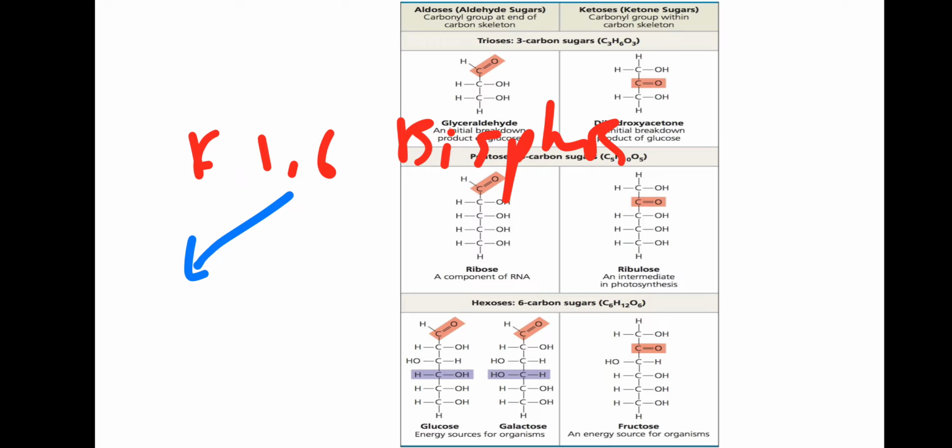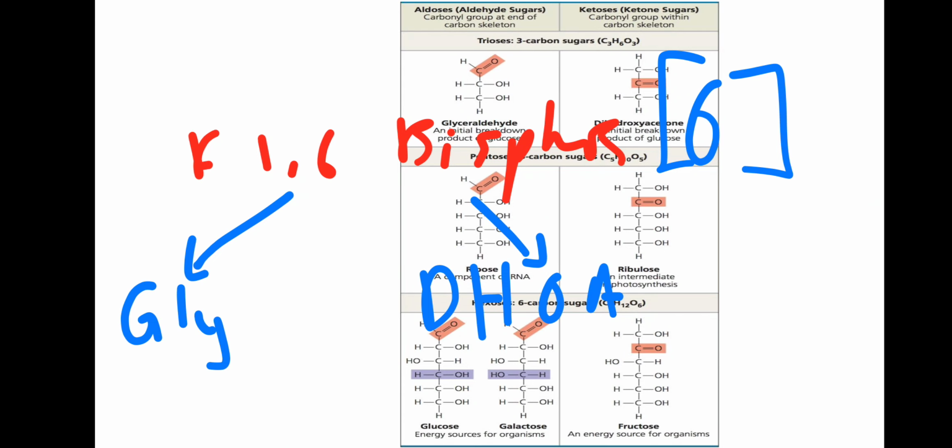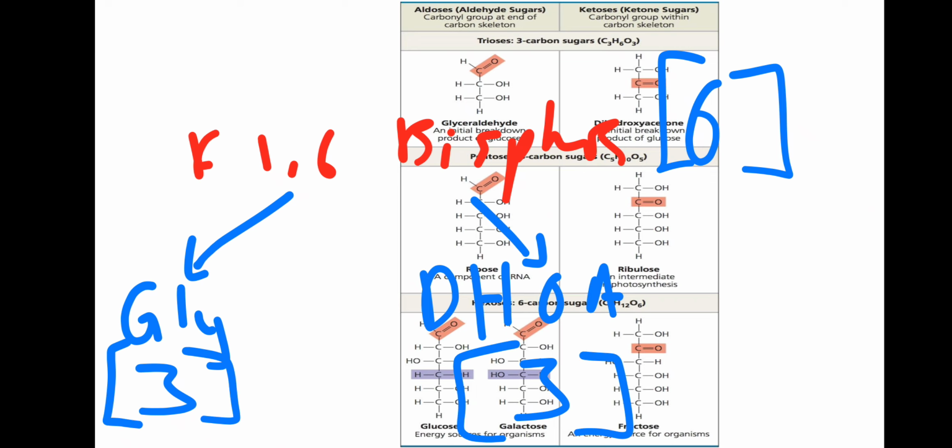It gives you your glyceraldehyde, and it also gives you your dihydroxyacetone. So what does this mean? This fructose 1,6-bisphosphate is a 6-carbon molecule, and once aldolase breaks it down, it changes into a 3-carbon molecule and a 3-carbon molecule. And what are we calling these 3-carbon molecules? We're calling them trioses.